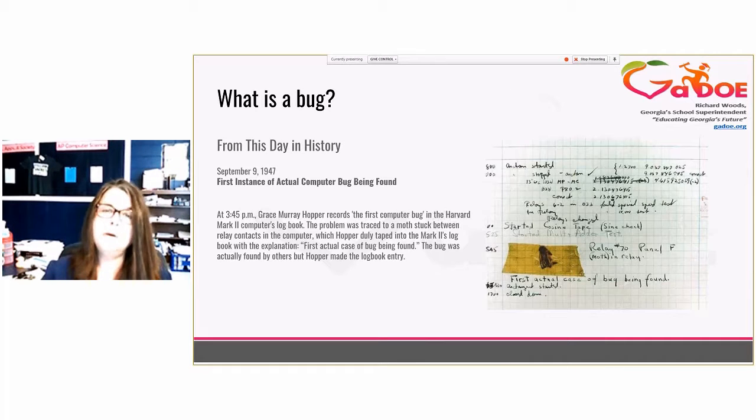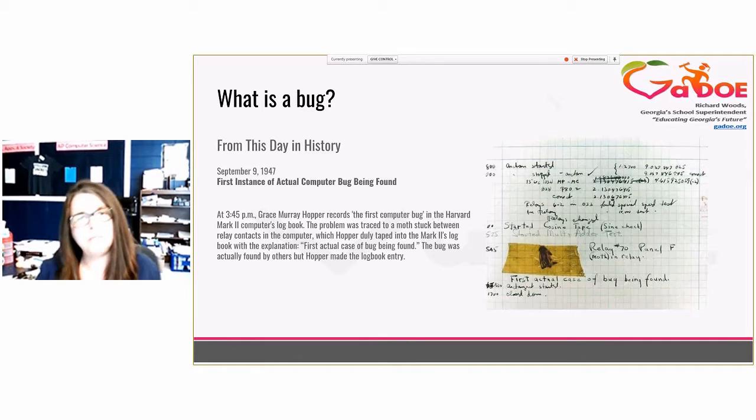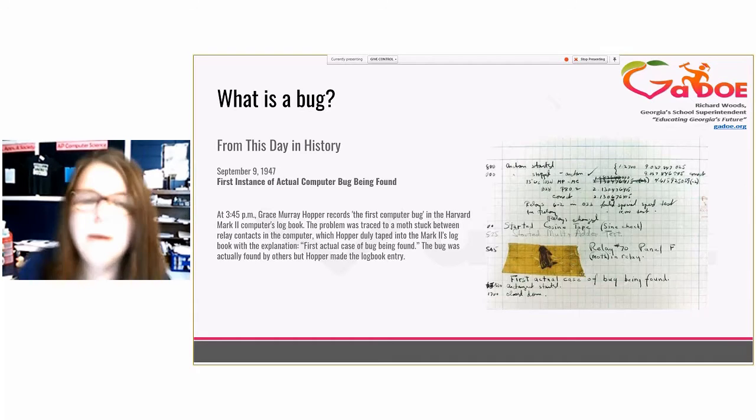Okay, so this is an example. This is a picture of the first actual bug that Grace Hopper documented on September 9th, 1947. This is from the website. I have the link at the end of the slides. It's called A Day in History, computerhistory.org or something like that.